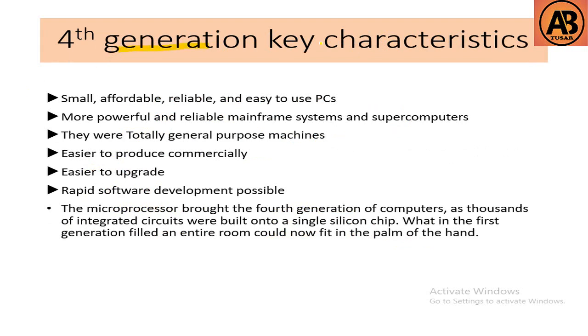Then fourth generation key characteristics. It is small, affordable, reliable and easy to use PC, more powerful and reliable mainframe systems and supercomputers. They are totally general purpose machines, easier to produce commercially, easier to upgrade, rapid software development possible. The microprocessor brought the fourth generation of computers as thousands of integrated circuits were built into a single silicon chip. What was hot in the first generation field, an entire room, could now fit in the palm of the hand.